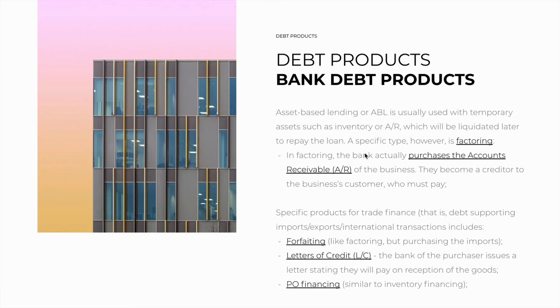In this case, the bank actually purchases the accounts receivable of the business. They become a creditor to that business's customer who must pay. So instead of a business borrowing 300,000 based on 1 million of accounts receivable, they do factoring with a bank. So the bank becomes the creditor of that 1 million of accounts they are going to collect from the customer. And usually, a part of that 1 million is immediately advanced to the borrower.